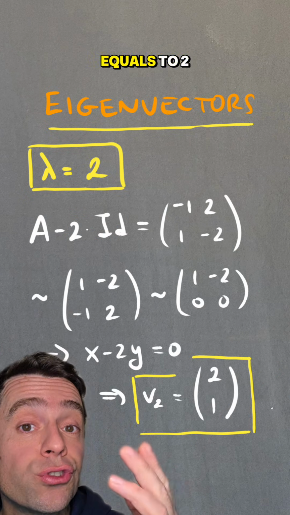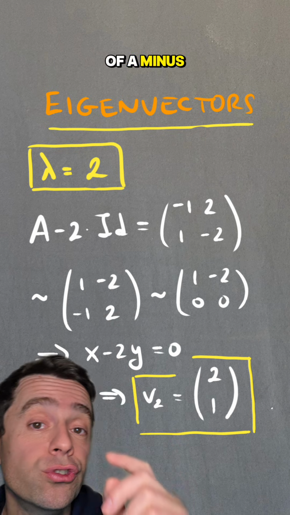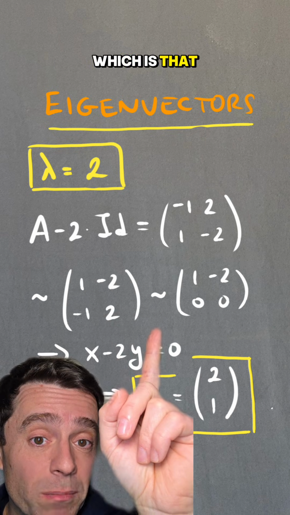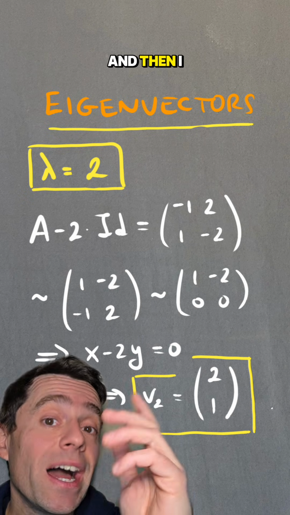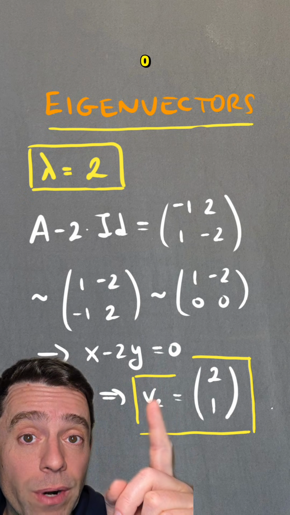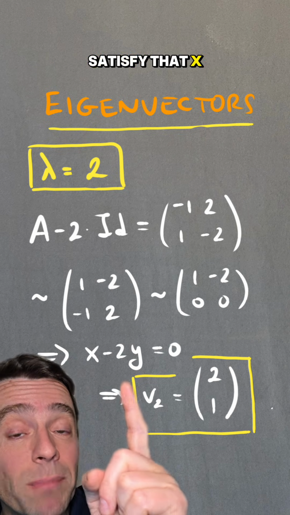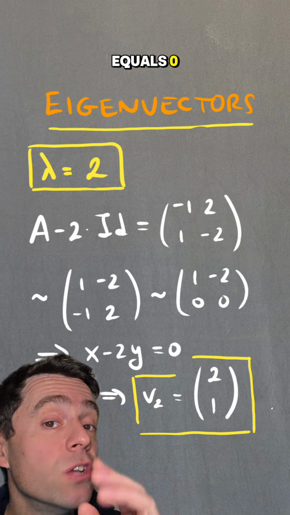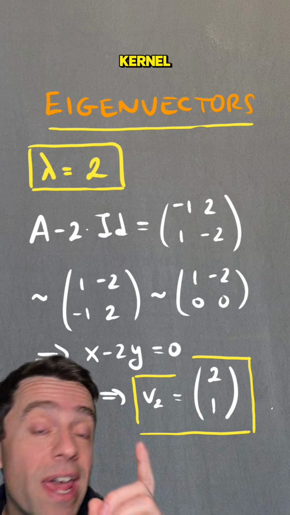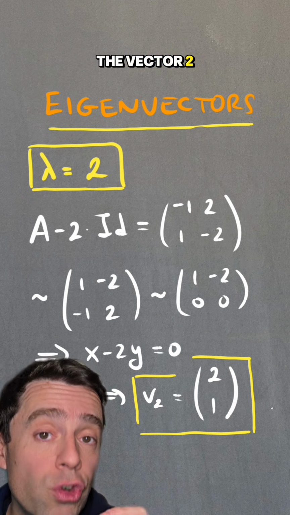Now, for lambda equals 2, I do the same thing. I have to find the kernel of A minus 2 times the identity, which is that matrix over there, and then I do row reduction, and I get the matrix [1, minus 2; 0, 0]. That implies that the vectors in the kernel satisfy x minus 2y equals 0, so it is a one-dimensional kernel, and one generator is, for example, v2 equal to the vector (2, 1).